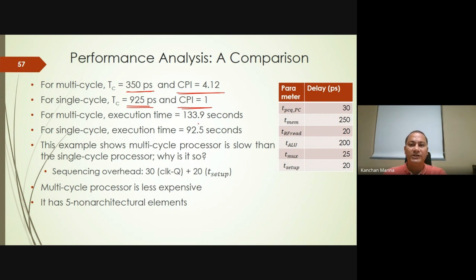So the execution time for that program in the multi-cycle processor is this one. However, for the single cycle one, this is the execution time. So here you can see that the multi-cycle processor is taking more time. So why is it so? Because you see this part, the sequencing part. Sequencing part means this clock to Q and the setup.